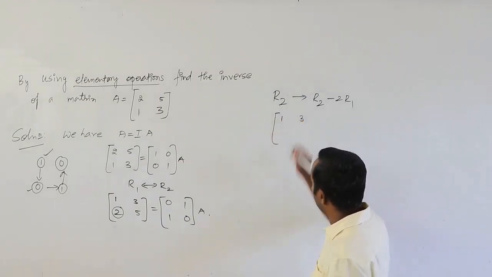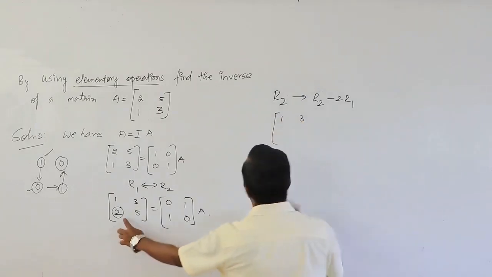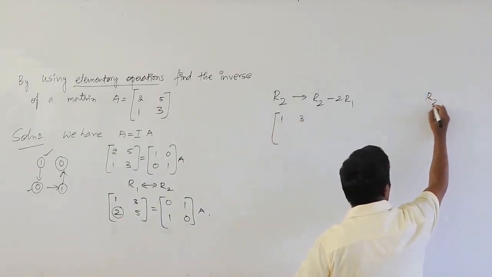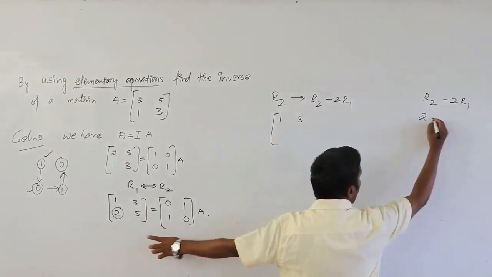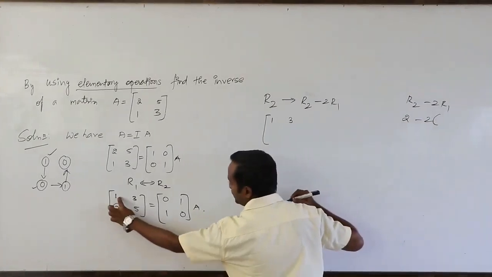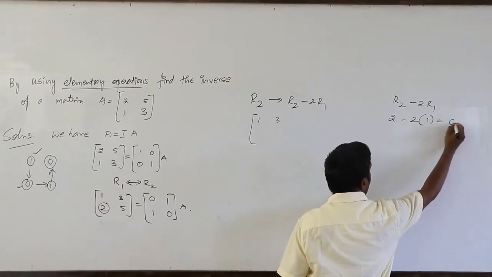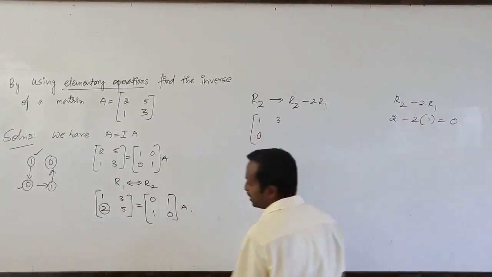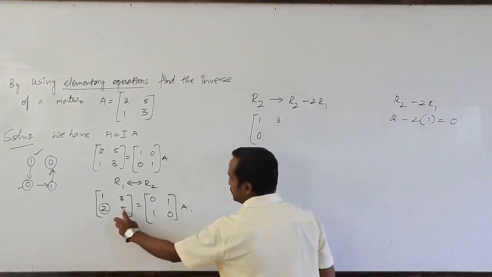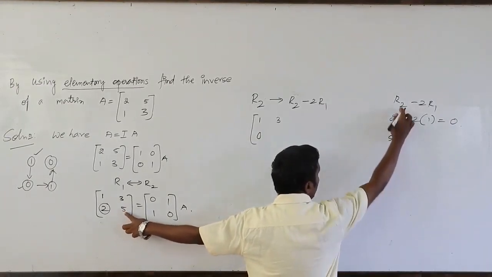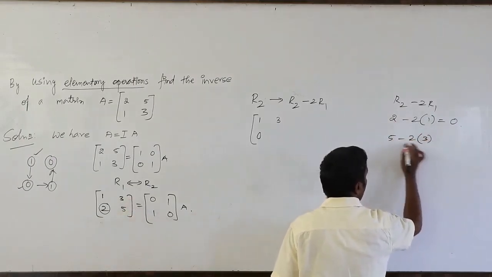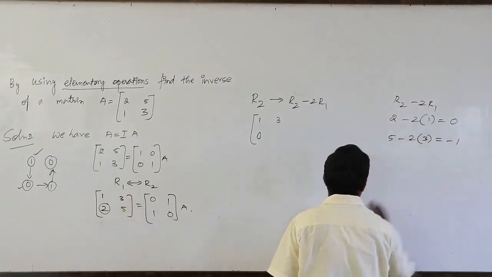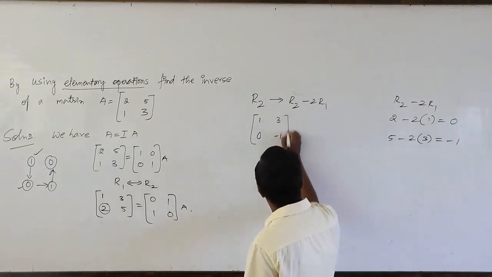Operation 1 and 3. R1 does not change, R2 has to change. So make use of some rough calculation. R2 minus 2 R1. R2 is 2, minus 2 R1. Above that it is 1, so it becomes 0. So this is element 0. What I need to find next: R2 is 5 minus 2 R1. Above that it is 3. So 5 minus 6 is minus 1.